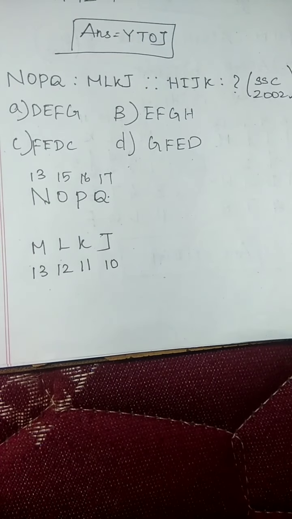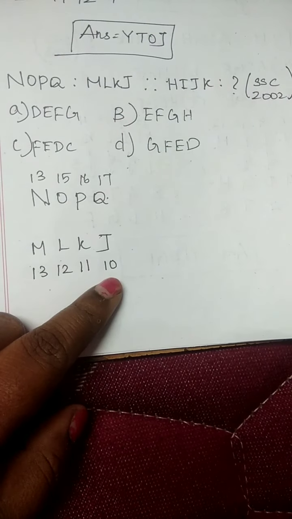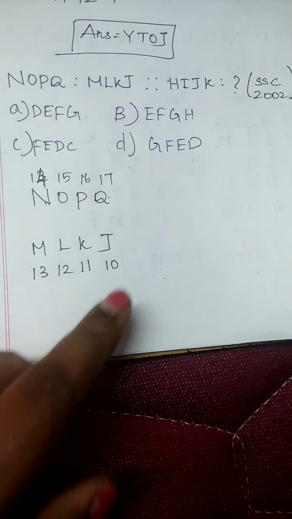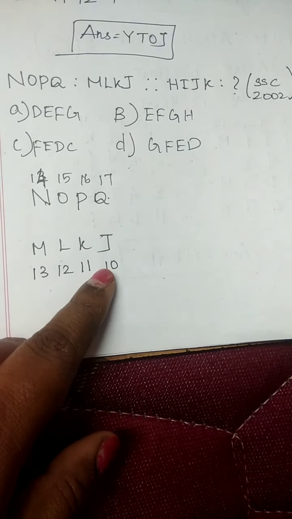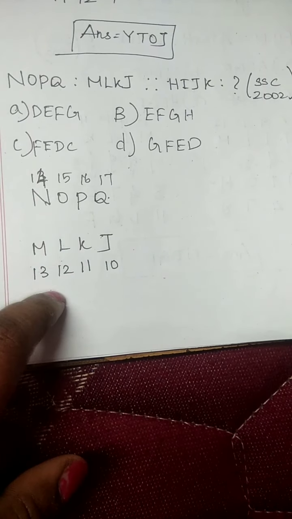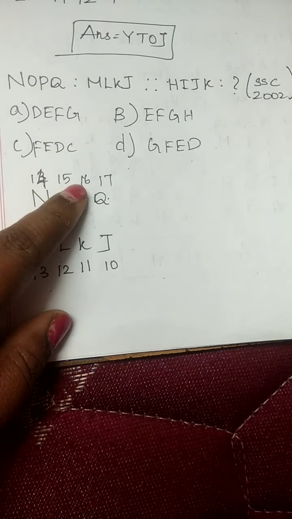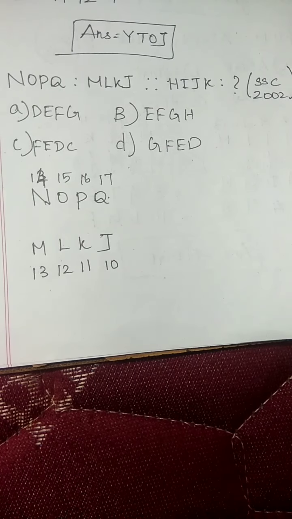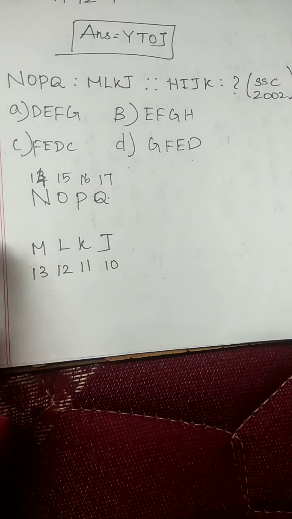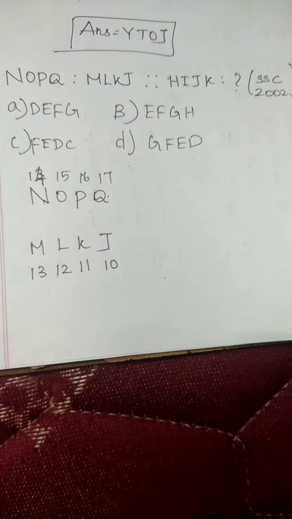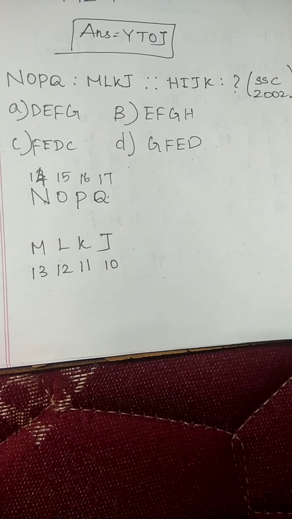So what's the clue behind this? 10, 11, 12, 13. Sorry, N is 14. In alphabetical order, J is 10, K is 11, L is 12, M is 13, N is 14, O is 15, P is 16, and Q is 17. So this is the clue behind this. It's alphabetical order, starting from 10 to 17. Can you understand this one?